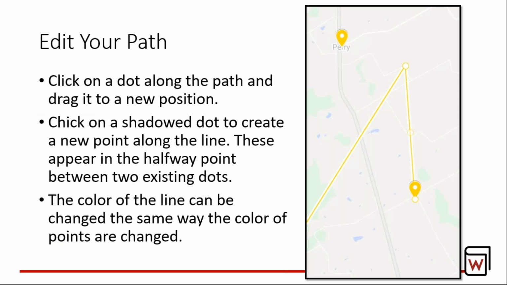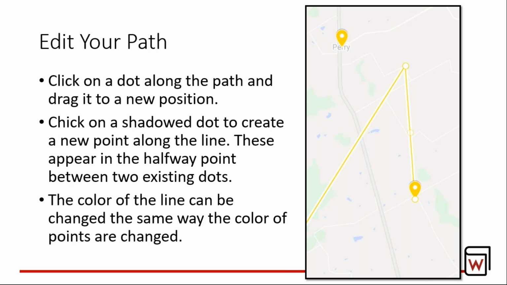So here you can see that my point didn't quite get to my marker in Perry like I had hoped it would. So in order to edit this, what I'll do is I'll click on the line on that point that's not quite to Perry, and I will drag it to the marker in Perry.